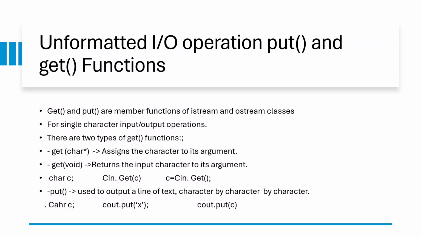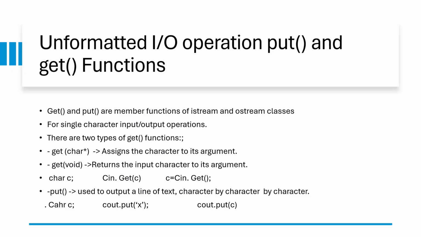What is meant by a member function? In every class we define variables and functions. Those variables and functions are known as member variables and member functions. The same applies to C++ stream classes: to implement the input stream and output stream classes, we have member functions. Those functions are known as get functions and put functions.